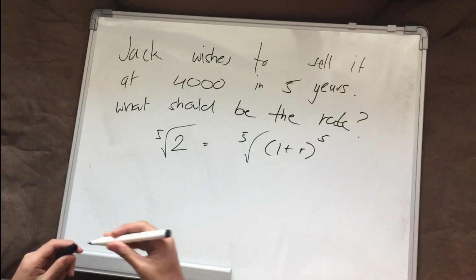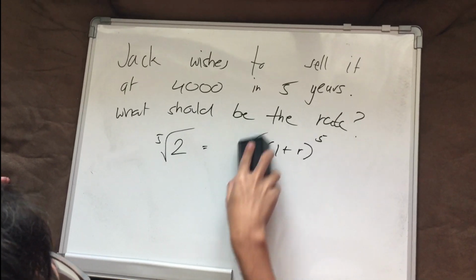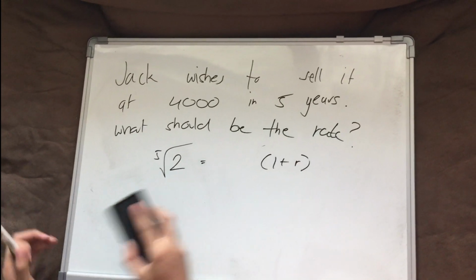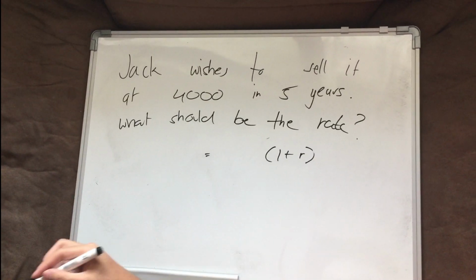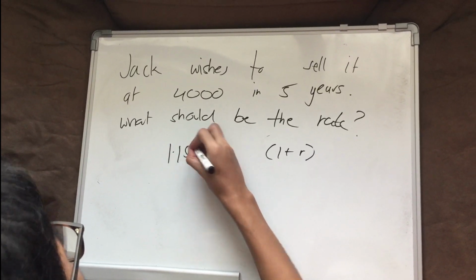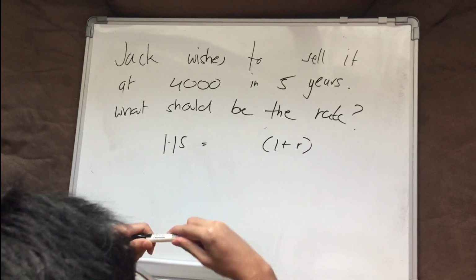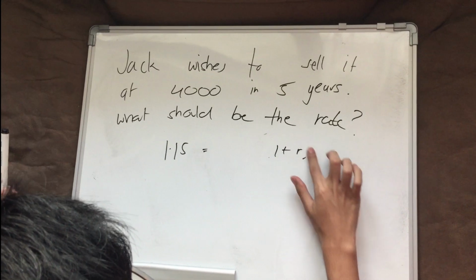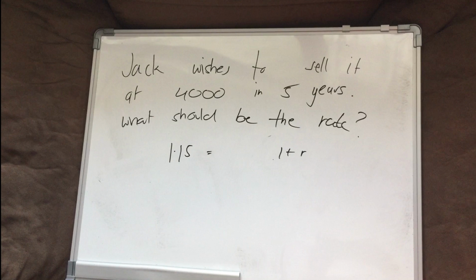So what we're gonna do is root both sides by 5. And that is gonna take out the exponent, and that's gonna turn 2 into 1.15. It's already rounded up, just for visual purposes. So now we have 1.15 equals 1 plus R, and since there's nothing outside the parentheses, it's already safe to remove that parenthesis. So now we have 1 plus R.